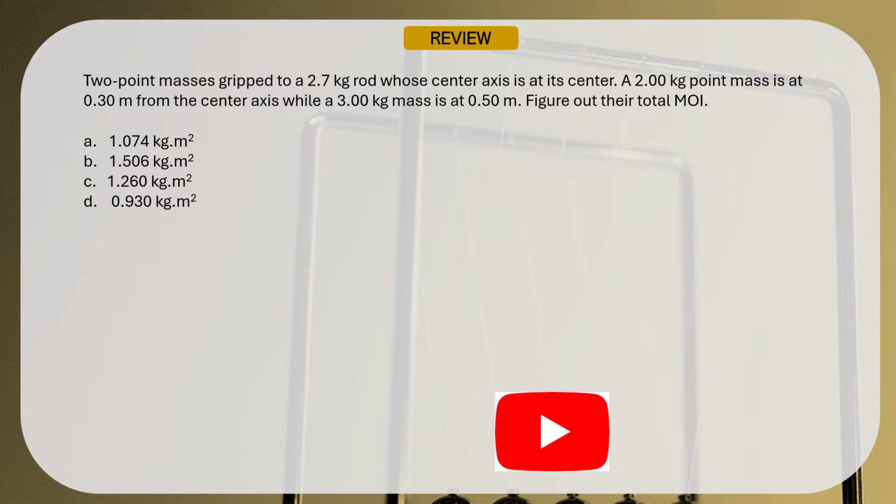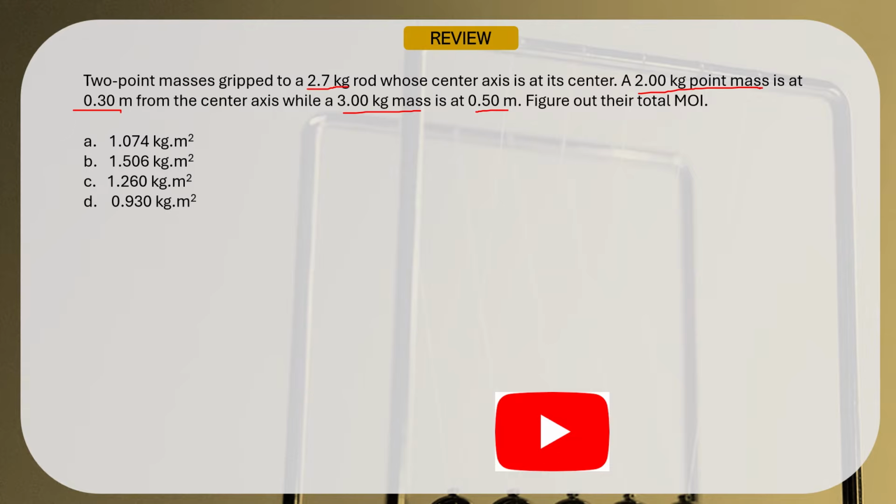Next, we have two point masses gripped to a 2.7 kilogram rod whose center axis is at the center. Please be mindful that the rod is not massless. It has a mass of 2.7 kilograms. Then we have a 2 kilogram point mass at 0.30 meter from the center axis, while the other 3 kilogram point mass is at 0.50 meters. And let's figure out the MOI.